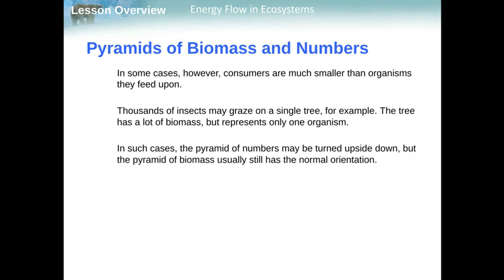Now in some cases, consumers are much smaller than the organisms they feed upon, and as I was saying, thousands of insects may graze on a single tree. The tree has a lot of biomass, but represents only one organism. So we look at beetles. You can have thousands of beetles eating a single pine tree, but the pine tree still only represents one organism. So in these cases, the pyramid of numbers may be turned upside down, but the biomass may still stay in the normal orientation. So make sure you answer that question from the lesson in the comments below.